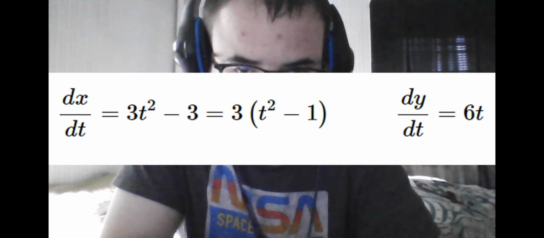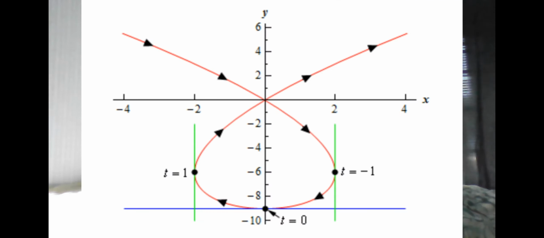In conclusion, we graph this function to see that this is true. At t equals 0, the slope is perfectly horizontal, and at t equals 1 or negative 1, the slope is perfectly vertical. And this is never true for any other point.